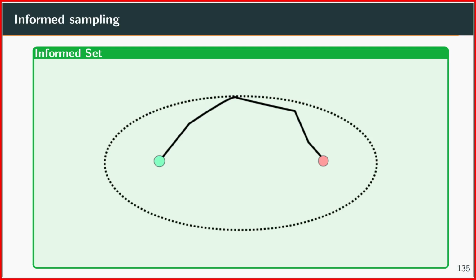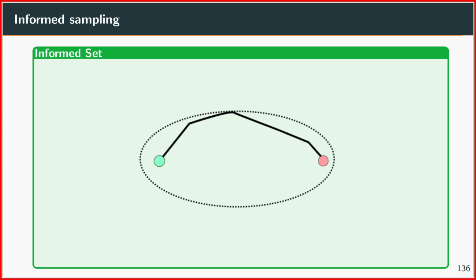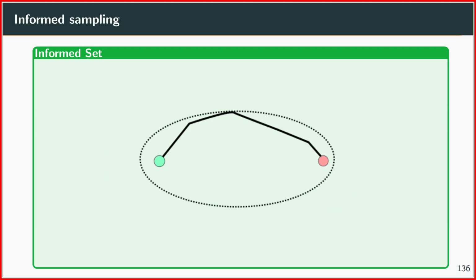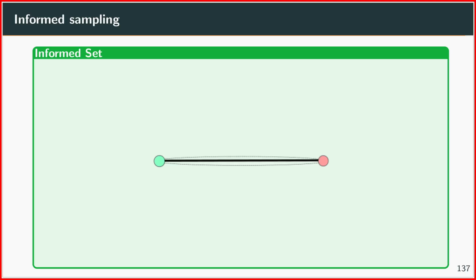Everything outside of the set cannot really contribute to an optimal path. So we can basically say, everything inside of the set can theoretically be part of a better solution, but everything outside cannot. And then every time we improve our path, we can also improve our informed set. We can do that until we actually find the straight line, and we can see that the informed set collapses to the line between the two points.